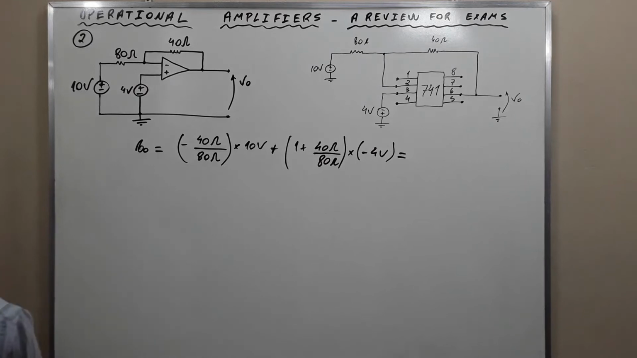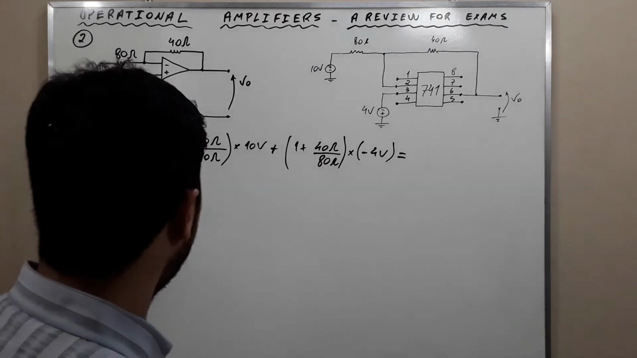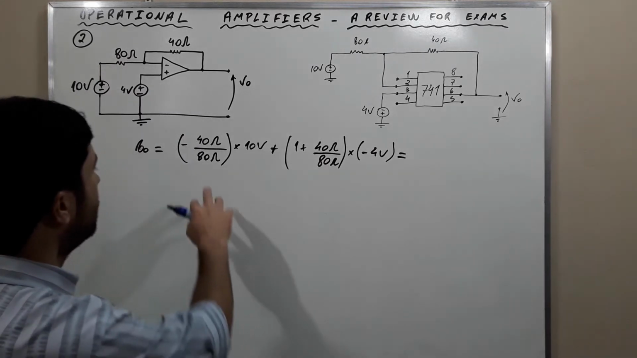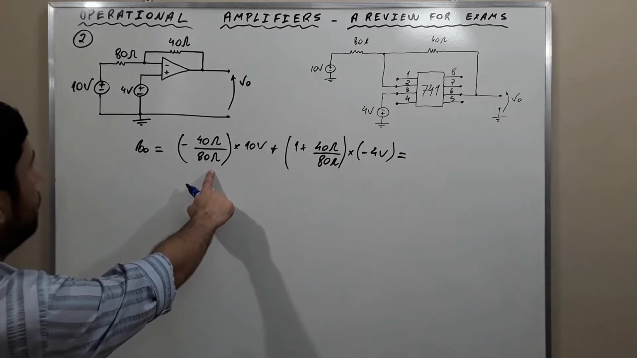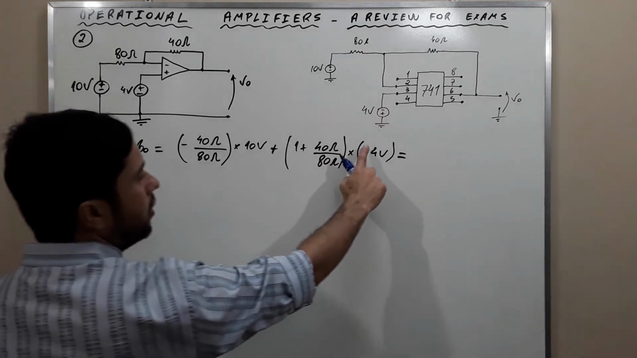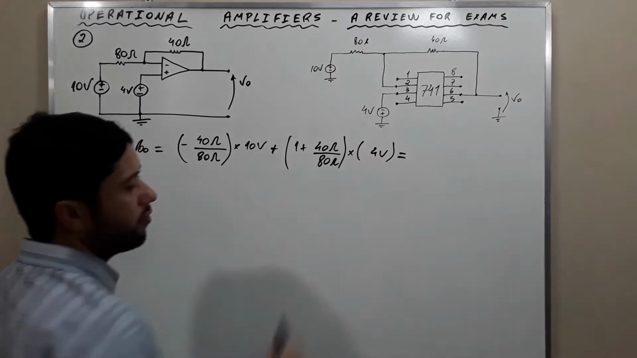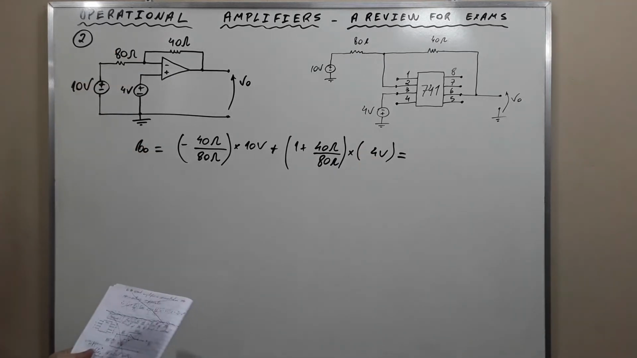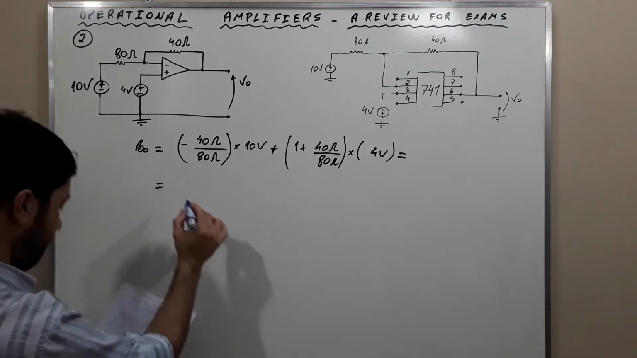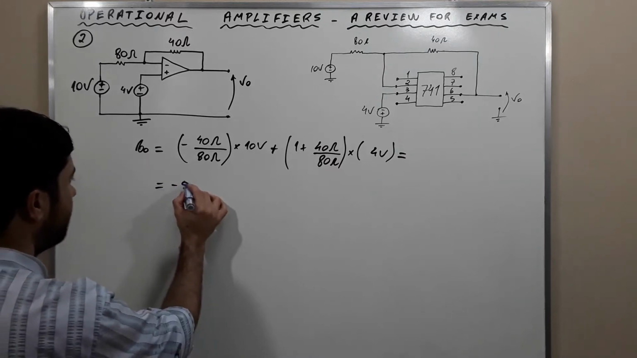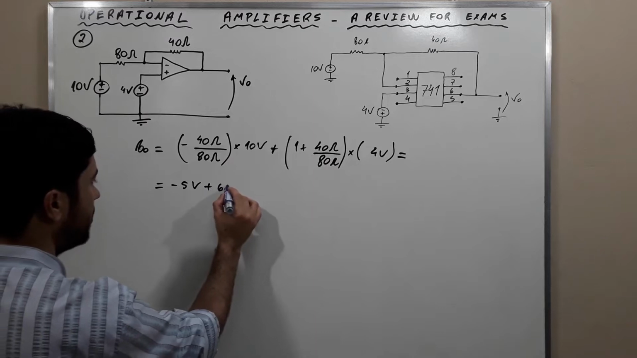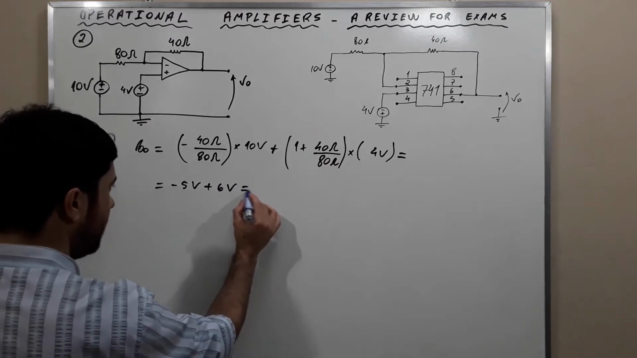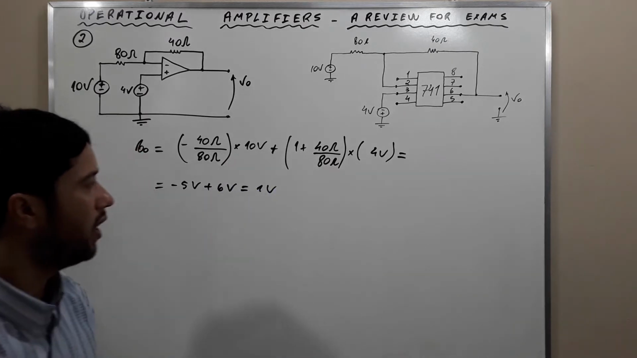If we do this, the output voltage will be, this stays the same, okay? But this will be positive because now we are applying a positive voltage here. Then here it is going to be negative 5 volts plus positive 6 volts. And this is 1 volt.